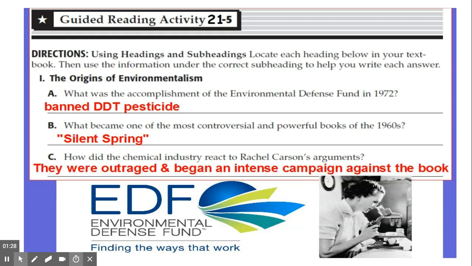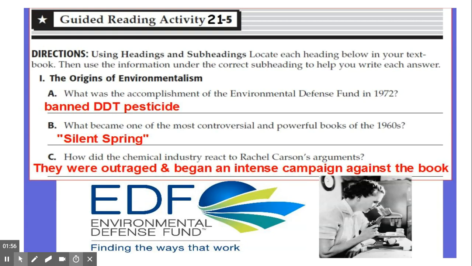So how did the chemical industry react to Rachel Carson's book or her arguments? Many of them were obviously outraged. They began an intense campaign against the book. What's interesting is, as Carson is fighting this, she's also fighting cancer. And some of that was because of exposure to some of the chemicals that she had been working with when she was a chemist.